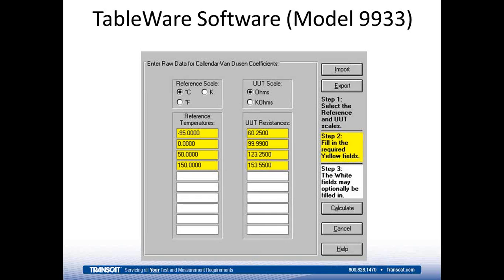This is an example of Tableware, which is a Fluke product. I added an extra point here, so you'll notice on the left column we've got reference temperatures. I added the 50 point, so we took measurements at -95, 0, 50, and 150. Under the right column you'll see the UUT, or unit under test, reference resistances. We just plug in the resistances we recorded after waiting for our allotted soak time, and when I click the calculate button, it will spit out a set of coefficients for me to use with that probe when I attach it to another meter or something like that.